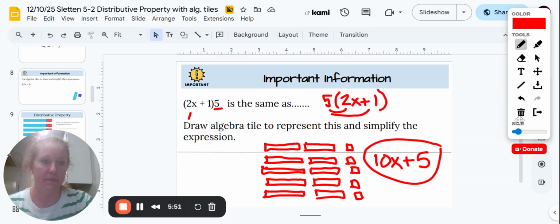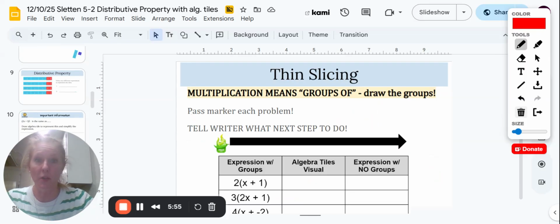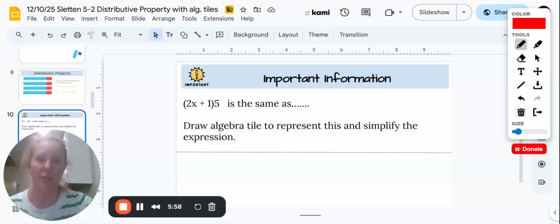All right, that is it. You're going to be going to your boards in a second. So make sure you write your names at the top of your boards and really help each other out on this.